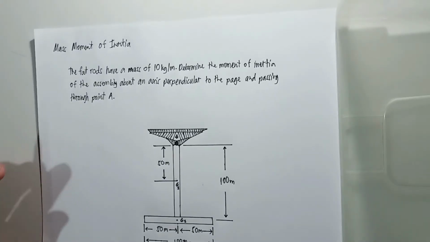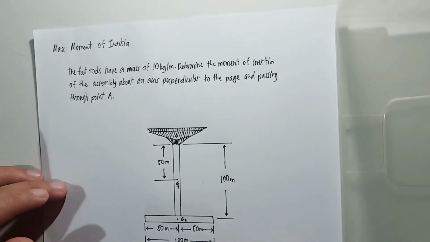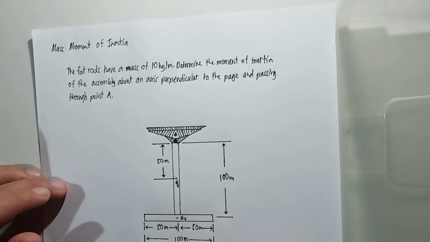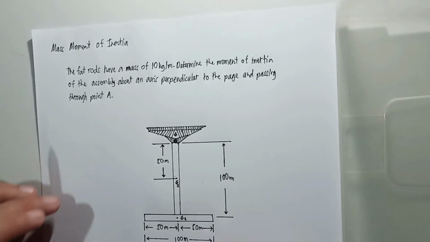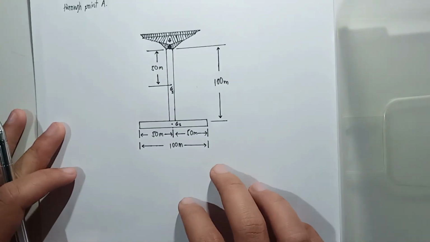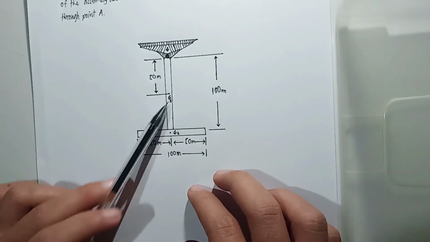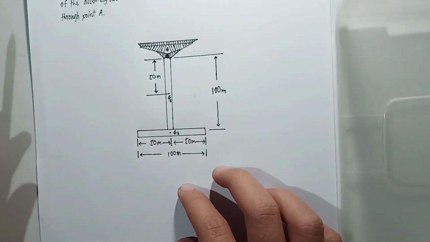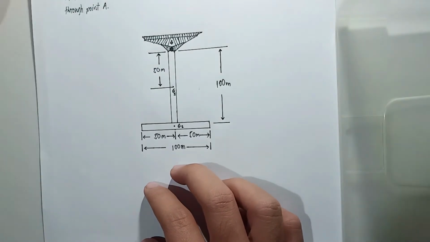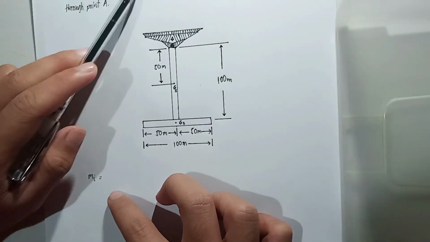For mass moment of inertia, the problem is: the slender rods have a mass of 10 kg per meter. Determine the moment of inertia of the assembly about an axis perpendicular to the page and passing through point A. Here is the problem. This is the rod, and their center of gravity is here. So first, let's find the mass, m, which is 10 kg.